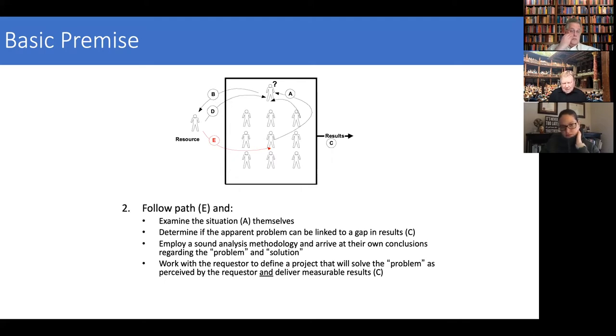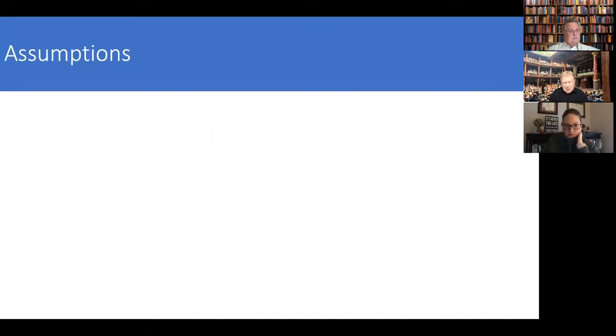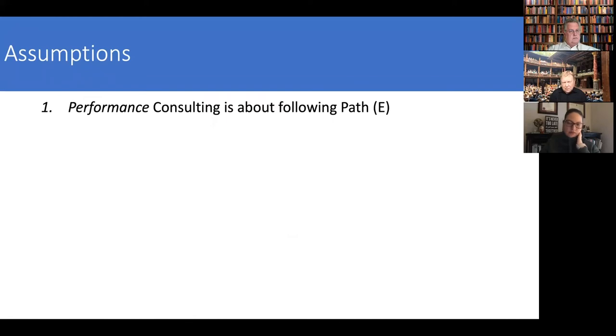And you take basically a problem solution aspect. This is being done from the standpoint of being solution neutral as we go inside the organization and find out what's happening. So the assumption we have here is that performance consulting follows path E, which means you go inside the organization, look and see what's really going on. It's not necessarily a training issue, it's a something else issue. And then follow path E, where you start going through performance improvement.